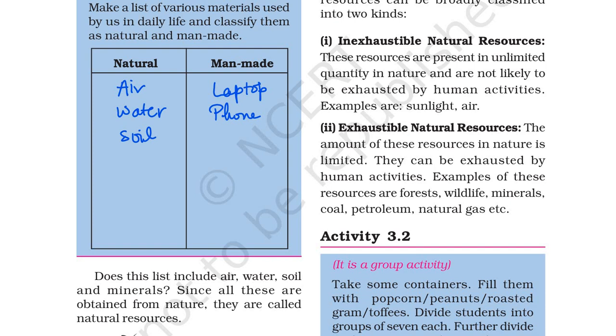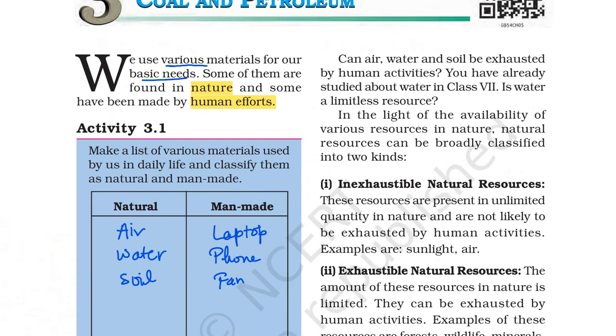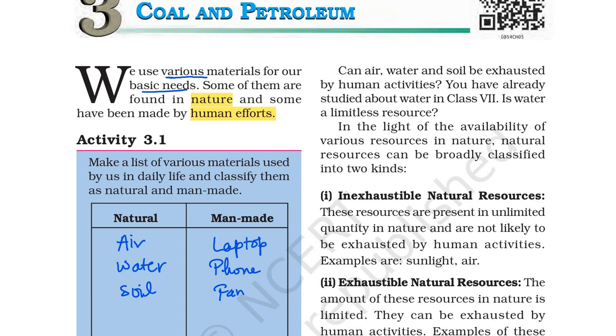We can have a fan as well, right? These all things would come under the man-made resources. So remember, whatever we are obtaining from nature would be a natural one. Whatever you are obtaining from nature would be a natural resource. Remember this. Now we have two types of natural resources.